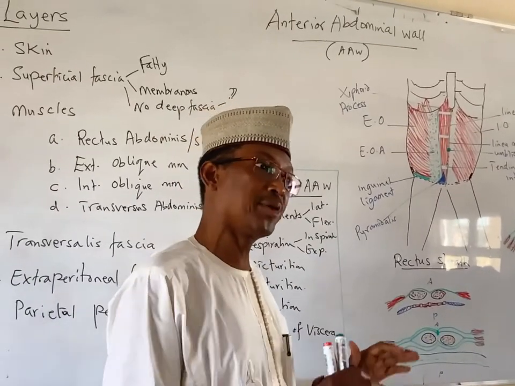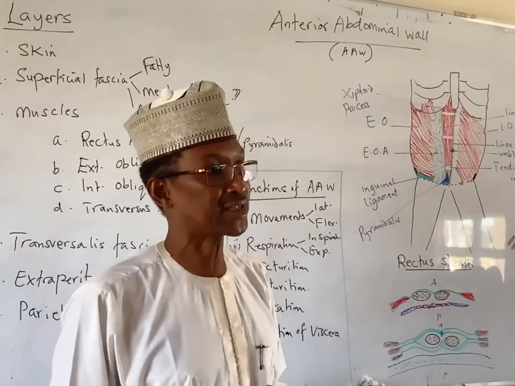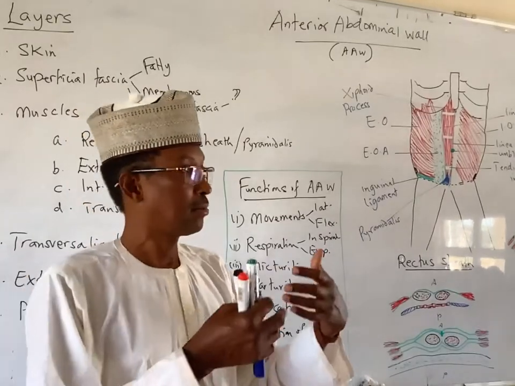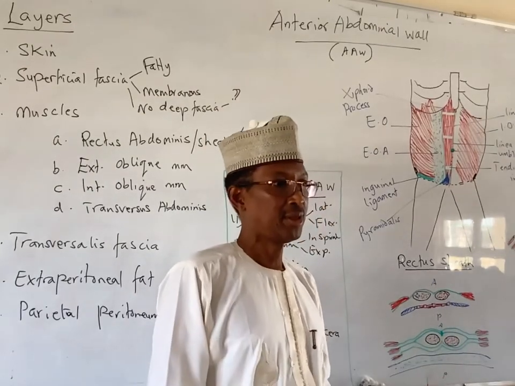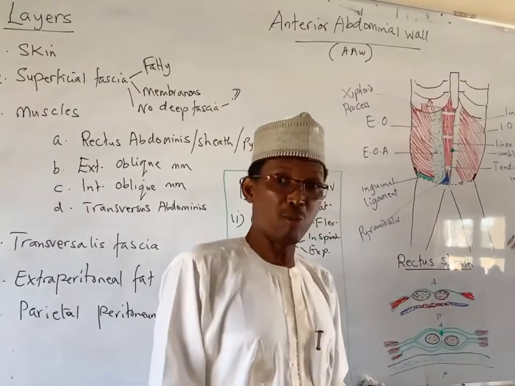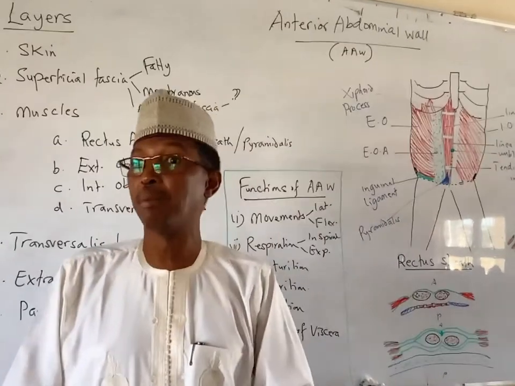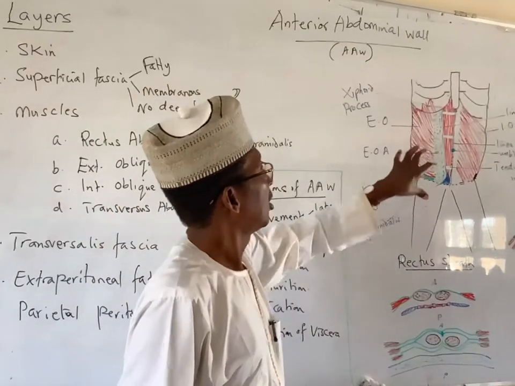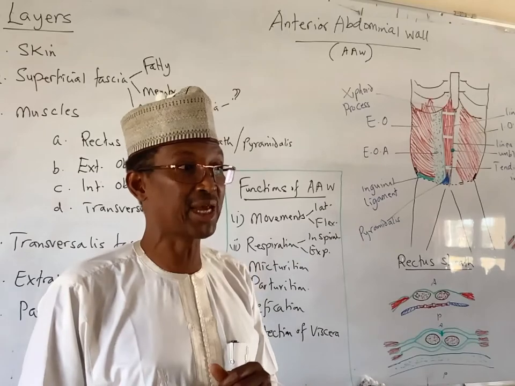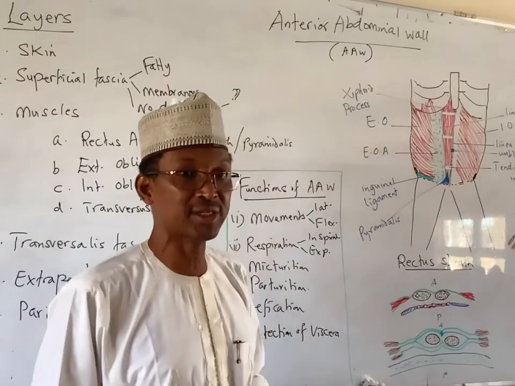So I said we have five good muscles that are forming the anterior abdominal wall. From your lectures of the previous anatomy sessions, I'm sure you are aware that each muscle has an origin and insertion. And the major function of muscles is what? Movement. But there are different varieties of movement of a particular muscle. One muscle may only perform one or two movements, some may perform multiple movements. So we'll see what are the different categories of movement that each muscle does. You understand? So I'm going to start with what we call the rectus abdominis muscle.